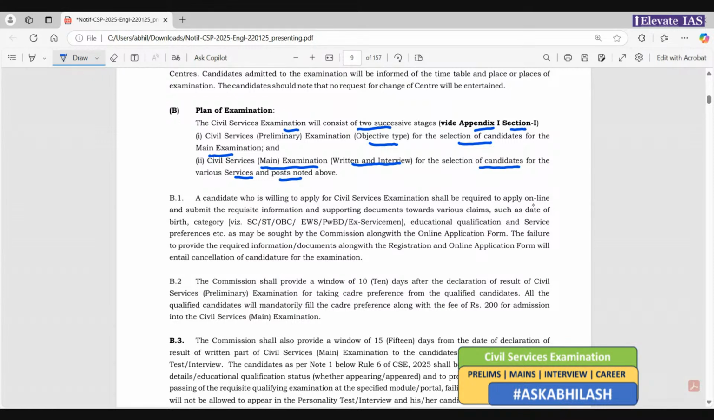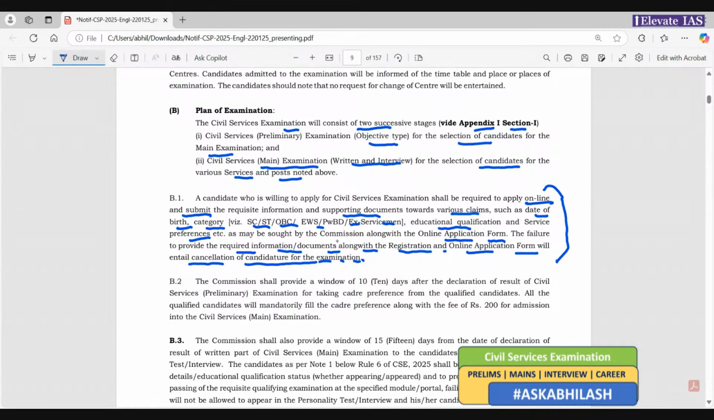to apply online. Please, I have mentioned again, online ही submit करना है, and all the supporting documents towards various claims such as date of birth, category, educational qualification, and service preferences may be sought by the Commission along with the online application form. The failure to provide the required information and documents along with the registration and online application form will entail cancellation of candidature for the examination. You need to fill all of these details with the documents now.